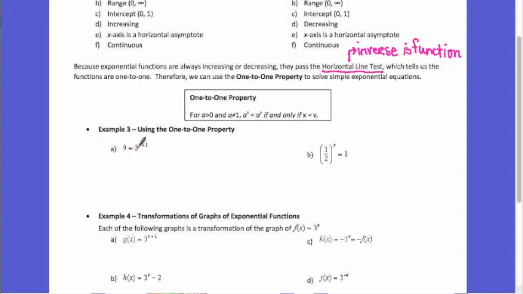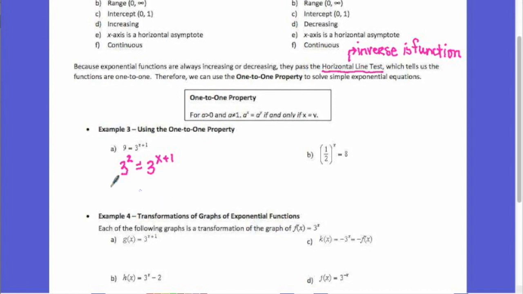So we always look at the smaller base. This is a base of 3. I want to try to make the 9 into a 3. So what's the relationship there? Well, I know 3 squared is the same thing as 9. So all I'm going to do is change the 9 into a 3 squared. I'm going to leave the other side alone, so we have 3 to the x plus 1.